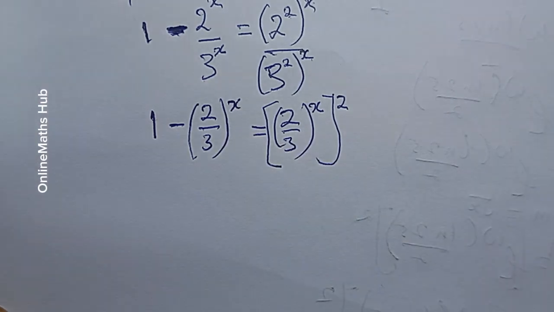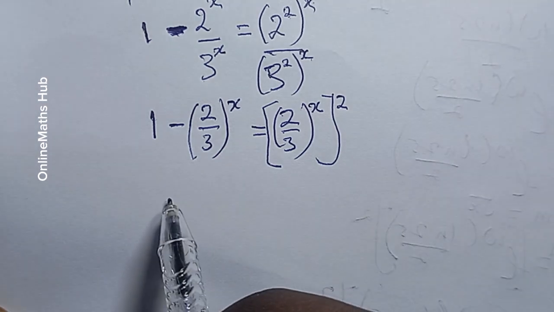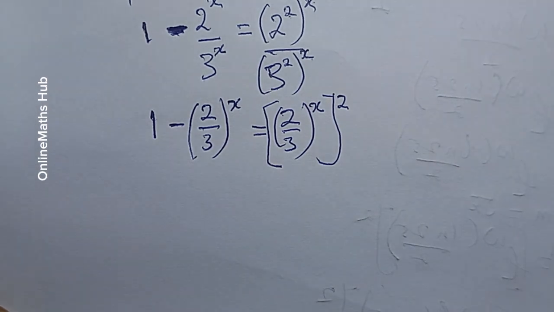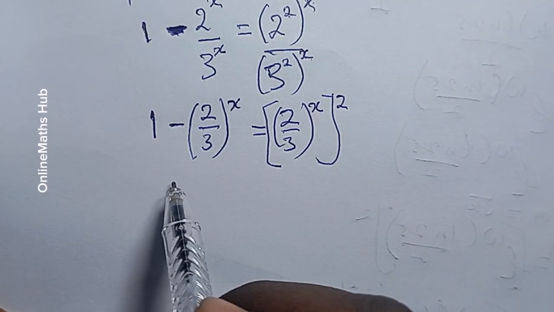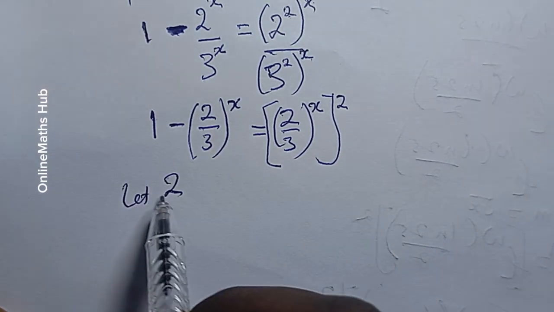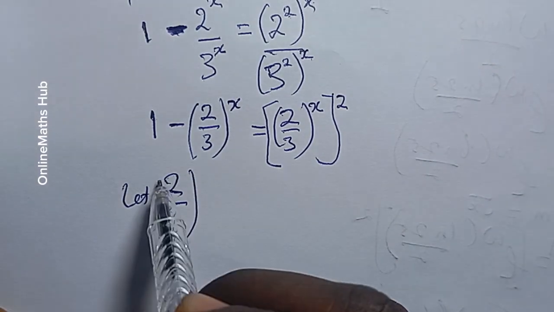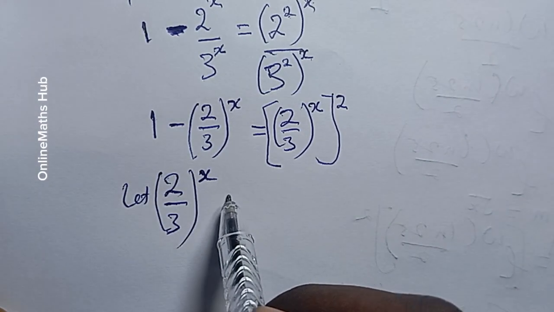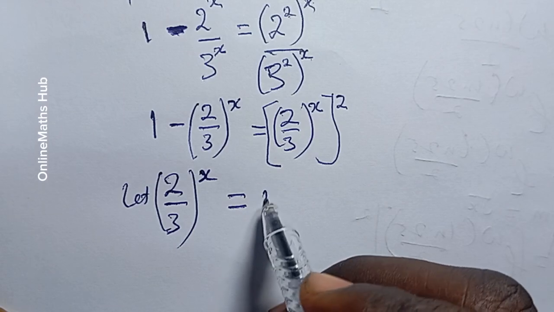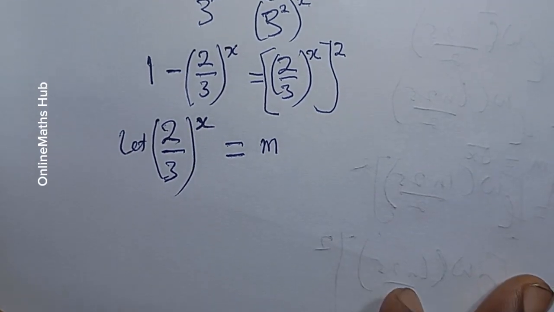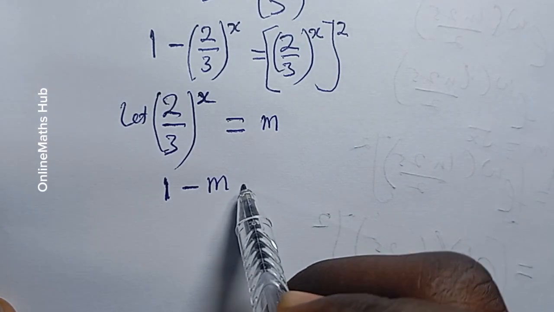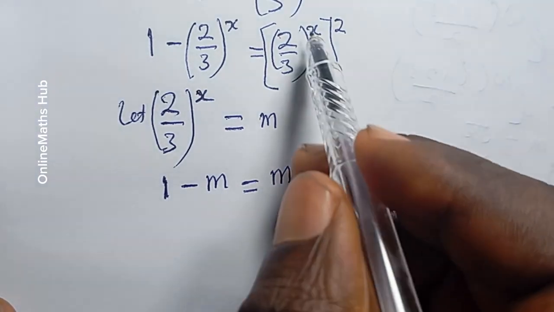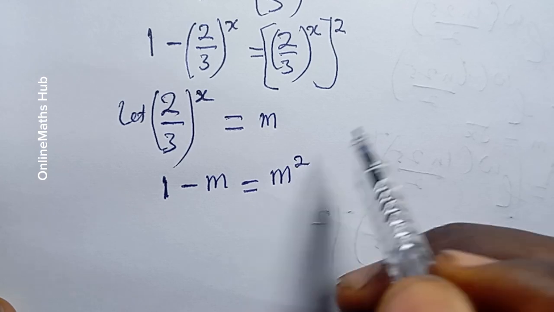So what I'm just going to do to make the solving more convenient for me is to set 2 divided by 3 power x to be equal to another variable. So let 2 divided by 3 all raised to power x be equal to, let's say, m. And if that be the case, what I'm going to be having is 1 minus m is equal to m raised to power 2.